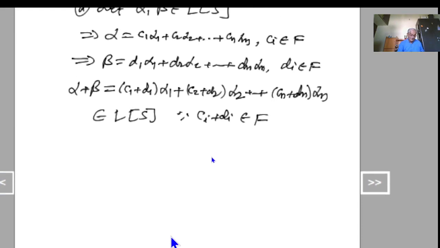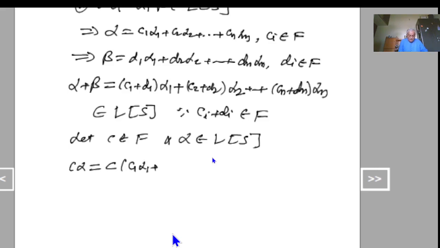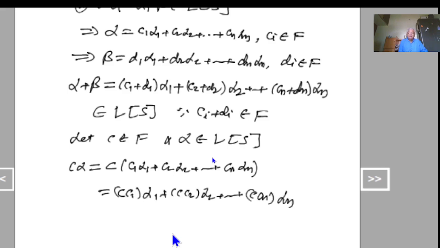What is the second condition? For the second condition, let me take C belongs to F and alpha belongs to L of S. Then we have to prove that C into alpha also belongs to L of S. For that, consider C into alpha. This is equal to C1 alpha 1 plus C2 alpha 2 plus up to Cn alpha n. And this can be written as C C1 alpha 1 plus C C2 alpha 2 plus C Cn alpha n.